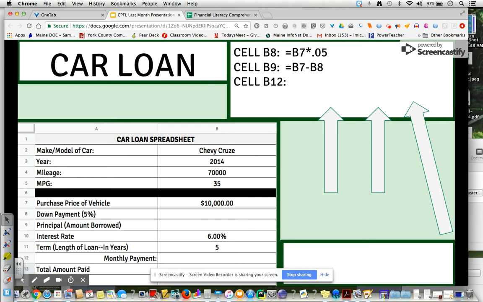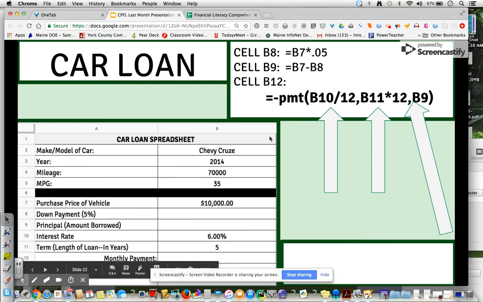All right, and then finally, the monthly payment. In terms of determining the monthly payment of a loan, this is the formula. So it looks more complicated than it actually is. Equals negative PMT. PMT is an abbreviation for payment. It's negative because it's an outflow of money, okay, money you'll be spending. So there are three different variables that determine the cost of your monthly payment. So the first is in cell B10. So that's the interest rate, but that's the annual rate. So we have to divide it by 12.